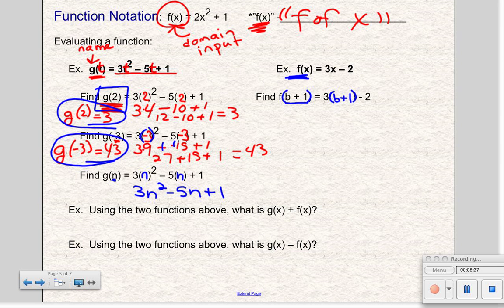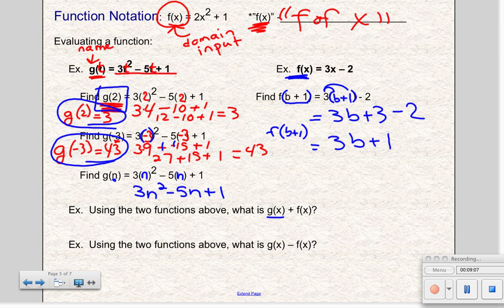I don't know what b is, but I can use the distributive property. So I'm going to get 3b plus 3, and then it's a minus 2. I can simplify that to be 3b plus 1. And that's my final answer. So f of b plus 1 equals 3b plus 1. And I'm done. Okay, now this is the last two things before this video is done. And I have, it looks like, 50 seconds to do it.